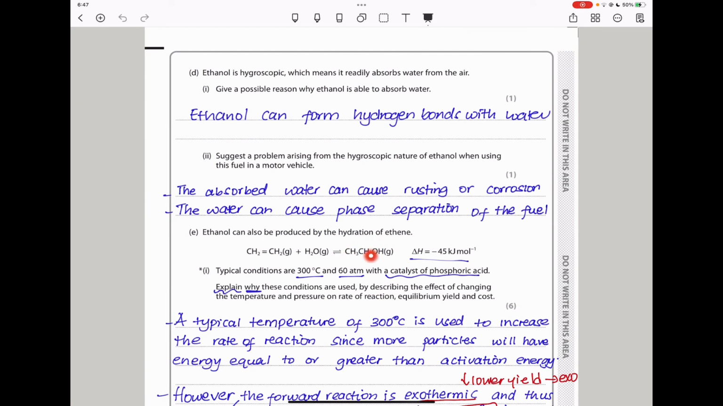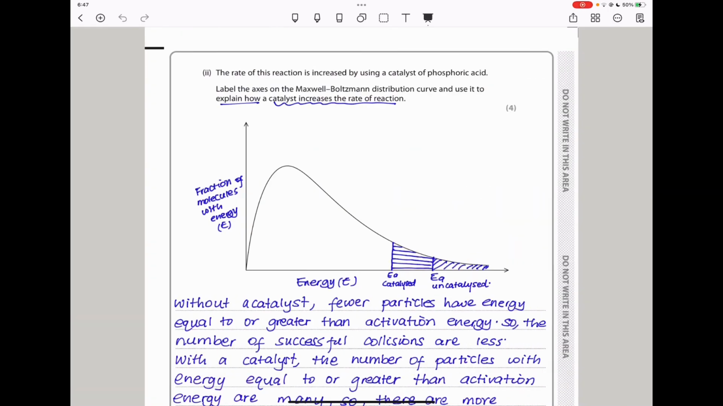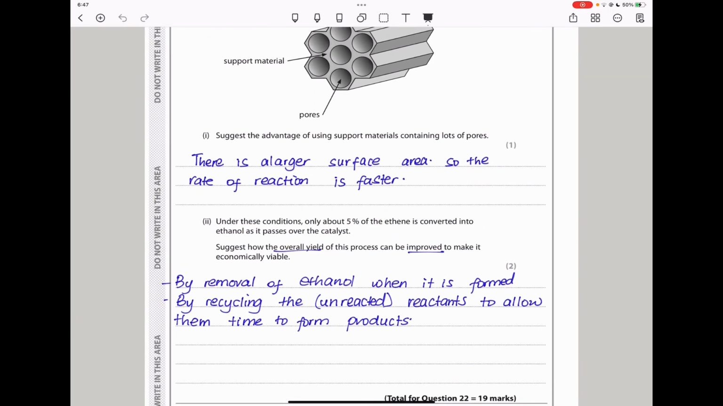So if we remove some of this, the equilibrium is going to be driven to the product side, and that means we can have more product, or the yield can be increased if we do that. Or we could recycle the unreacted reactants in order for them to go through the same reaction the next batch in order to increase the amount of product that can be produced. So here I said, by removal of ethanol when it is formed. When you remove ethanol after it is formed, equilibrium is going to be more inclined to the product side. Also, we could do that by recycling the unreacted reactants to allow them time to form products.